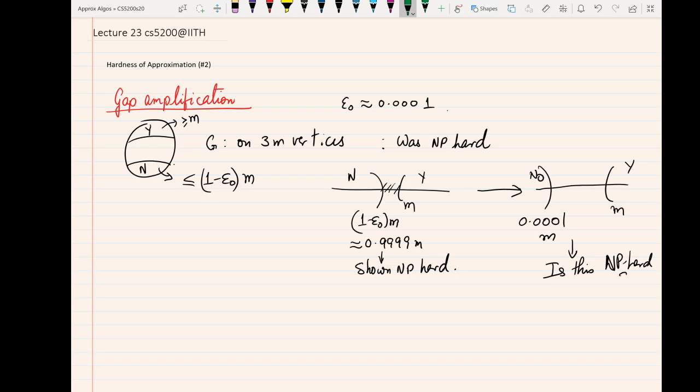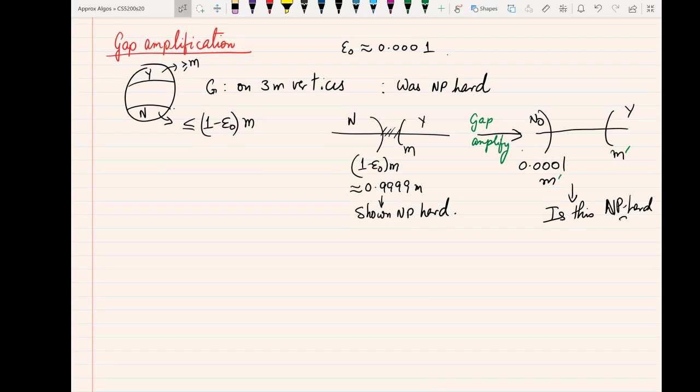And all we'll do is actually give a gap amplifying procedure which amplifies literally the gap between m and 0.99 m to between m and 0.001 m for some other m. Okay, so maybe I'll call this m prime for a graph on a similar number of vertices. Okay, so how do we show this? Well, the procedure is the following. I'm going to construct another graph, where the gap between the yes and no instances is some 1 minus epsilon naught squared.